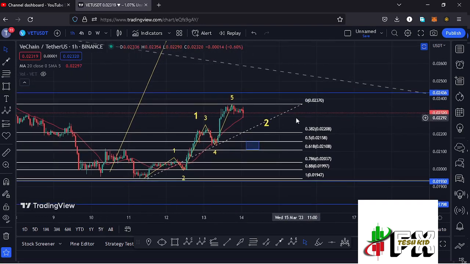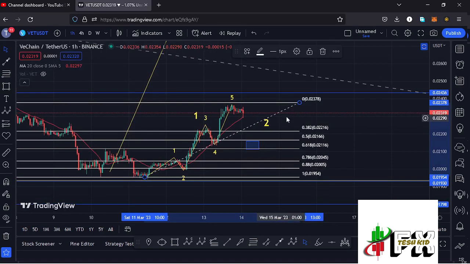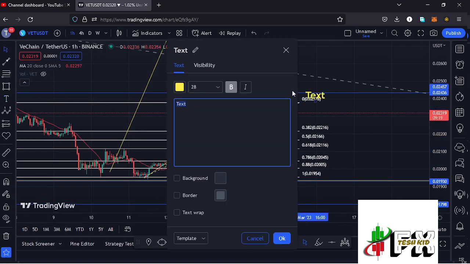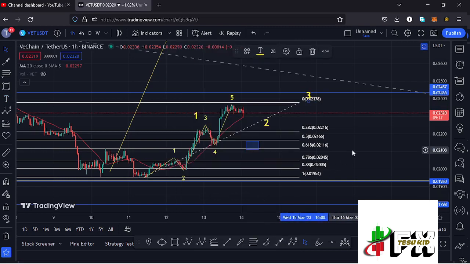And once that happens, then that will be another perfect entry to get back into Vechain, so that we can ride another massive bounce to the upside in the formation of that wave 3. So that is what I'm expecting here on the short-term scenarios.